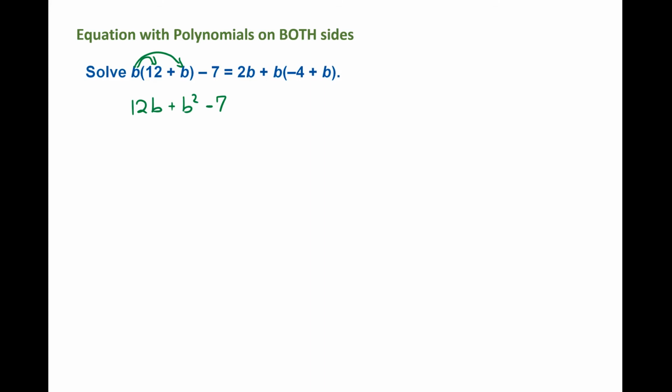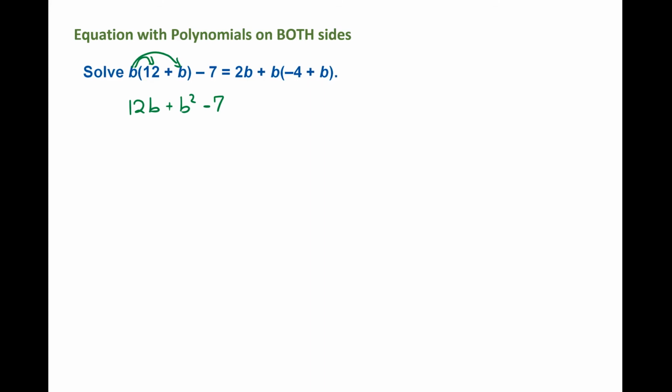All right, it looks like I've got the left side simplified. Now I go over to the right, 2b, just copy down that. Now I have to distribute this b. b times negative 4, that's negative 4b. b times b, that would be b squared. Now the right side is not quite simplified yet. I have to combine my two b terms. 2b minus 4b is negative 2b, plus b squared.